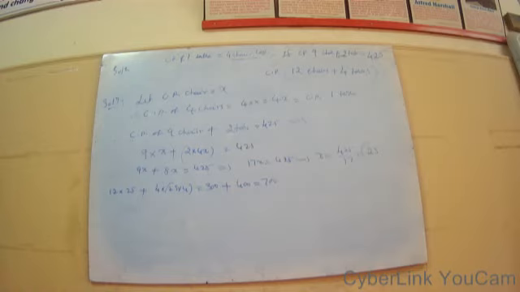Next is a merchant made 15% profit on an article sold for rupees 2300, but he suffered a loss of 5% on another article whose cost price is rupees 1500. Find his net gain or loss on the two sales together.